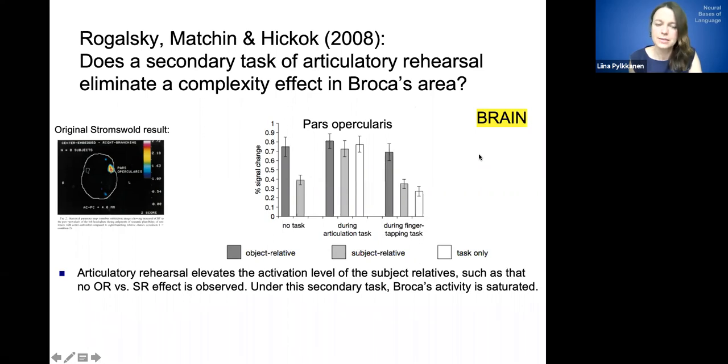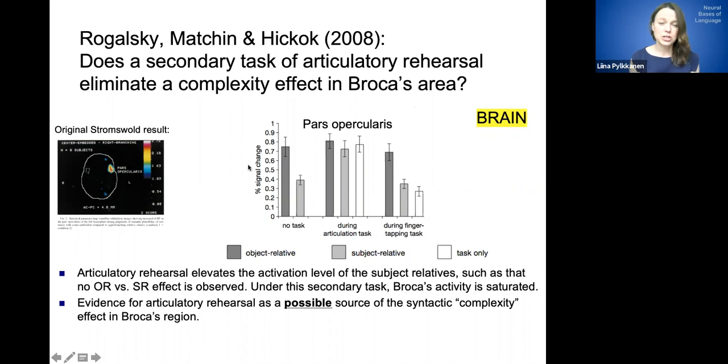So here we see that the articulatory rehearsal elevates the activation level of the subject relative so that there is no longer an object versus subject relative contrast. So it seems like here we're sort of saturating Broca's activity. And so here, what this shows us is that articulatory rehearsal is a possible explanation of these Broca's effects for long distance dependencies. Doesn't show it conclusively, but it kind of presents it as a viable possibility.